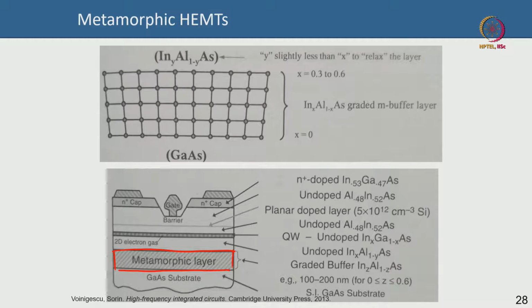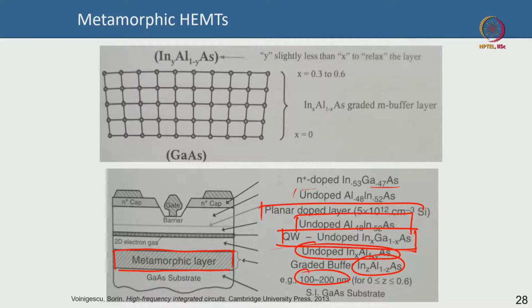Okay. This is metamorphic layer, this is graded, and this is typically 100 to 200 nanometer, and you grade it from say 0 to 60% indium content. Okay. And then on top of that, you grow an undoped indium aluminum arsenide, then you grow the channel, the quantum well, which is InGaAs, which is high indium content. Then again you have spacer, delta doped layer, etc., same thing. You can see that this is a gradual change in the lattice constant. You can see this is graded and a gradual change. This is your metamorphic buffer.